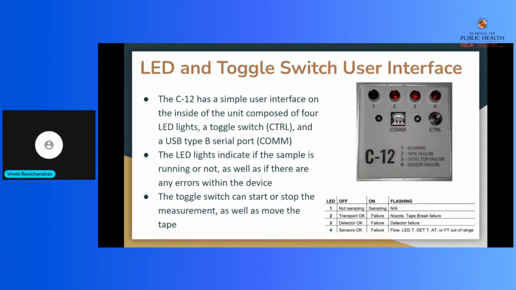And this is on the inside of the device itself. It just lets you know if it's collecting data. So once you plug in the device and put the filter tape in, you want to toggle this control switch right here for it to turn on, and then the light on the first LED panel will turn green, and that'll indicate that it is sampling. As you can see on the bottom right, it is sampling. If it's off, it's not sampling. So that's how you know if the device is working or not.